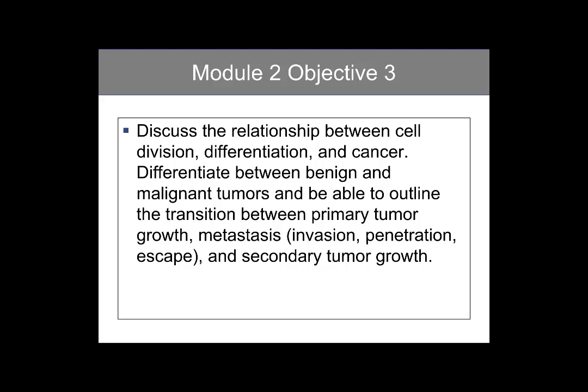Module 2, Objective 3: discuss the relationship between cell division, differentiation, and cancer. Differentiate between benign and malignant tumors and be able to outline the transition between primary tumor growth, metastasis, and secondary tumor growth.